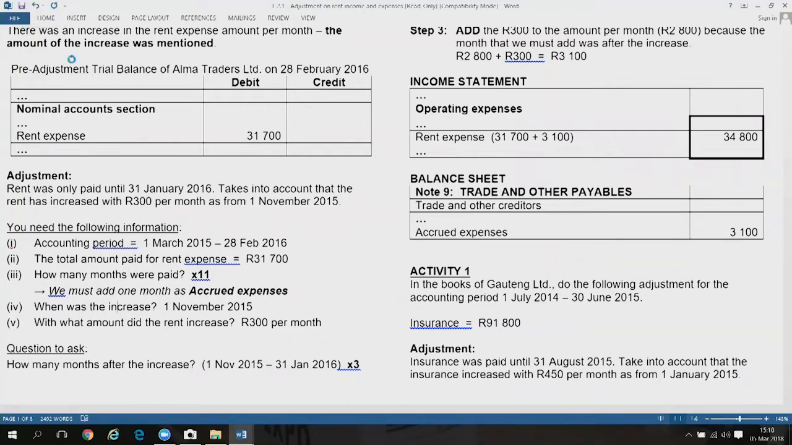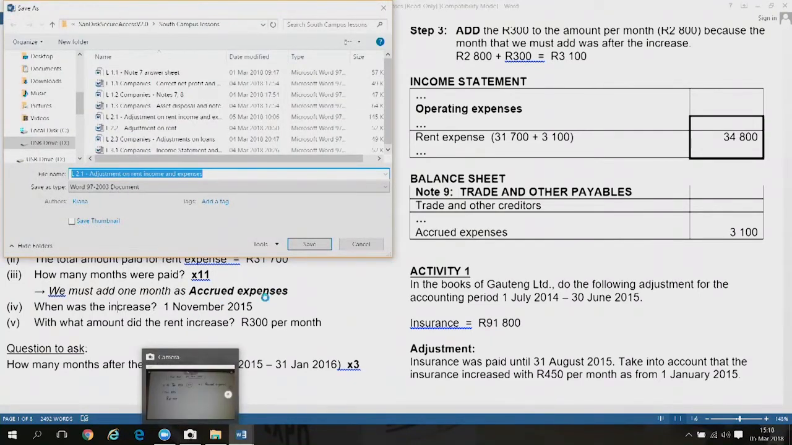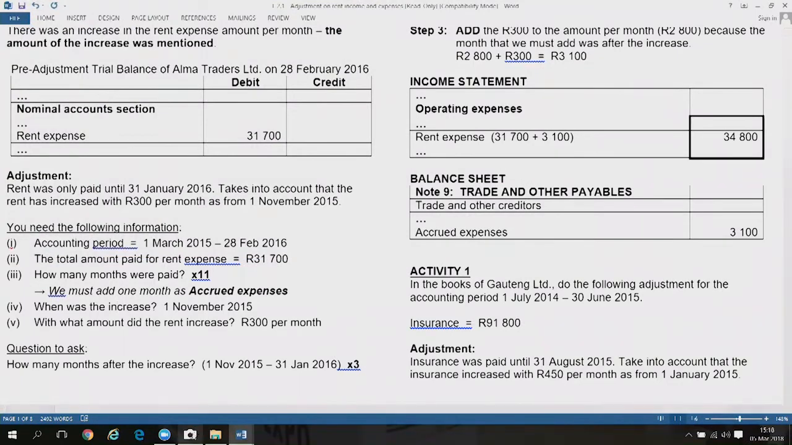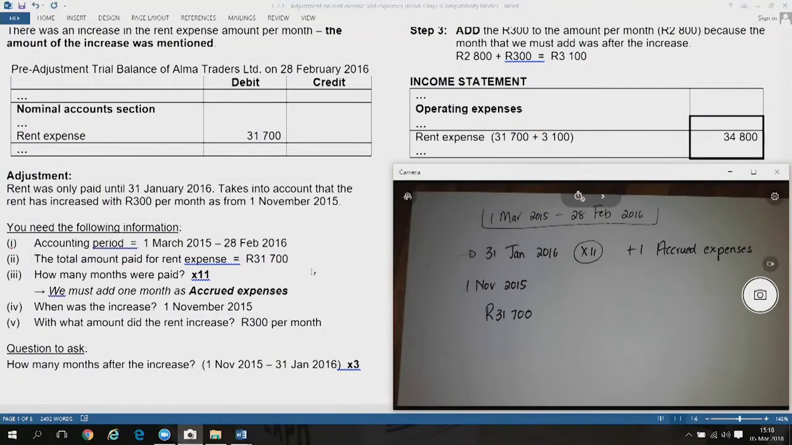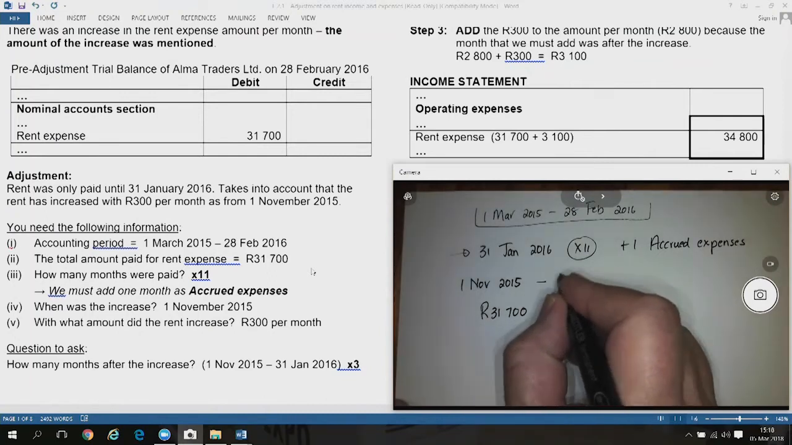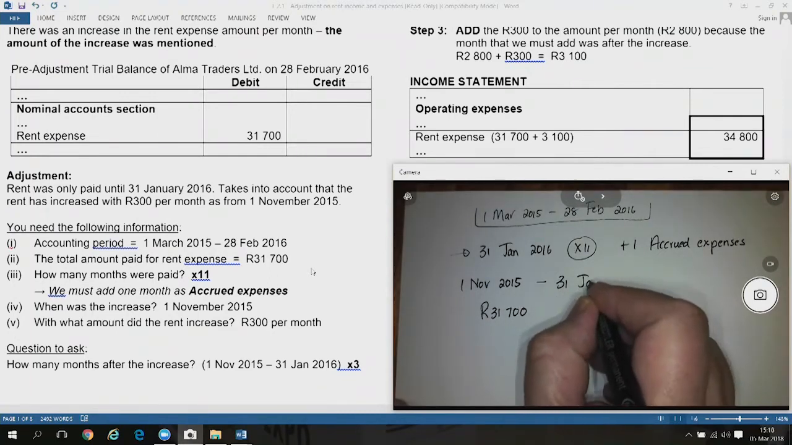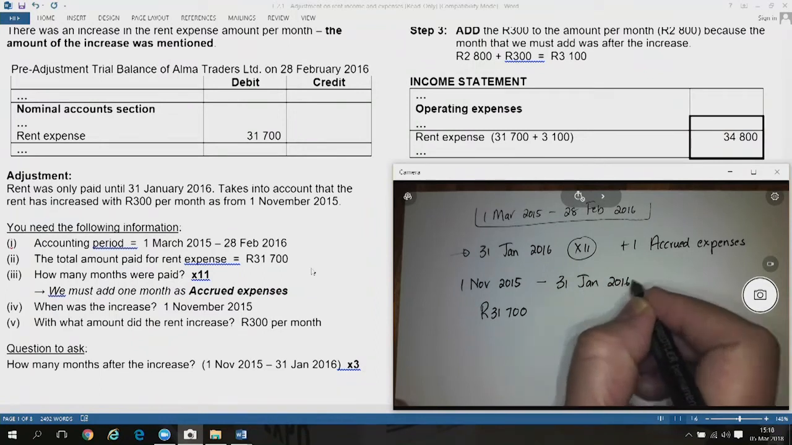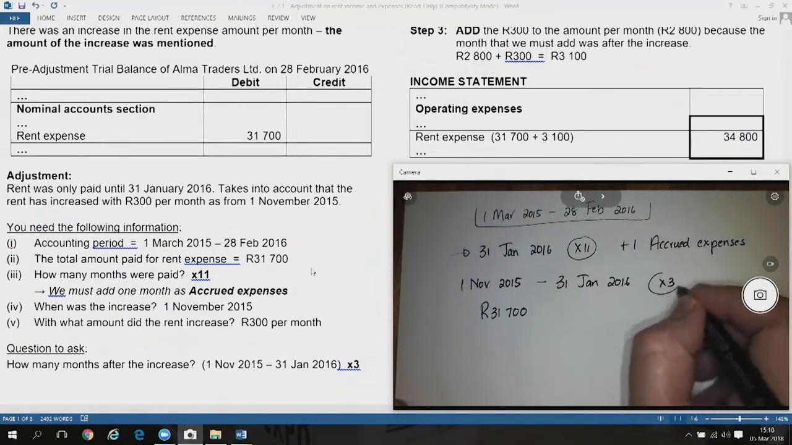Don't worry. That the increase was on the 1st of November, we already said that. And with what amount did the rent increase? 300 Rand per month. Now I ask you, how many months after the increase? So we talk about November until the 31st of January. That was November, December, and January. So that was 3 months.